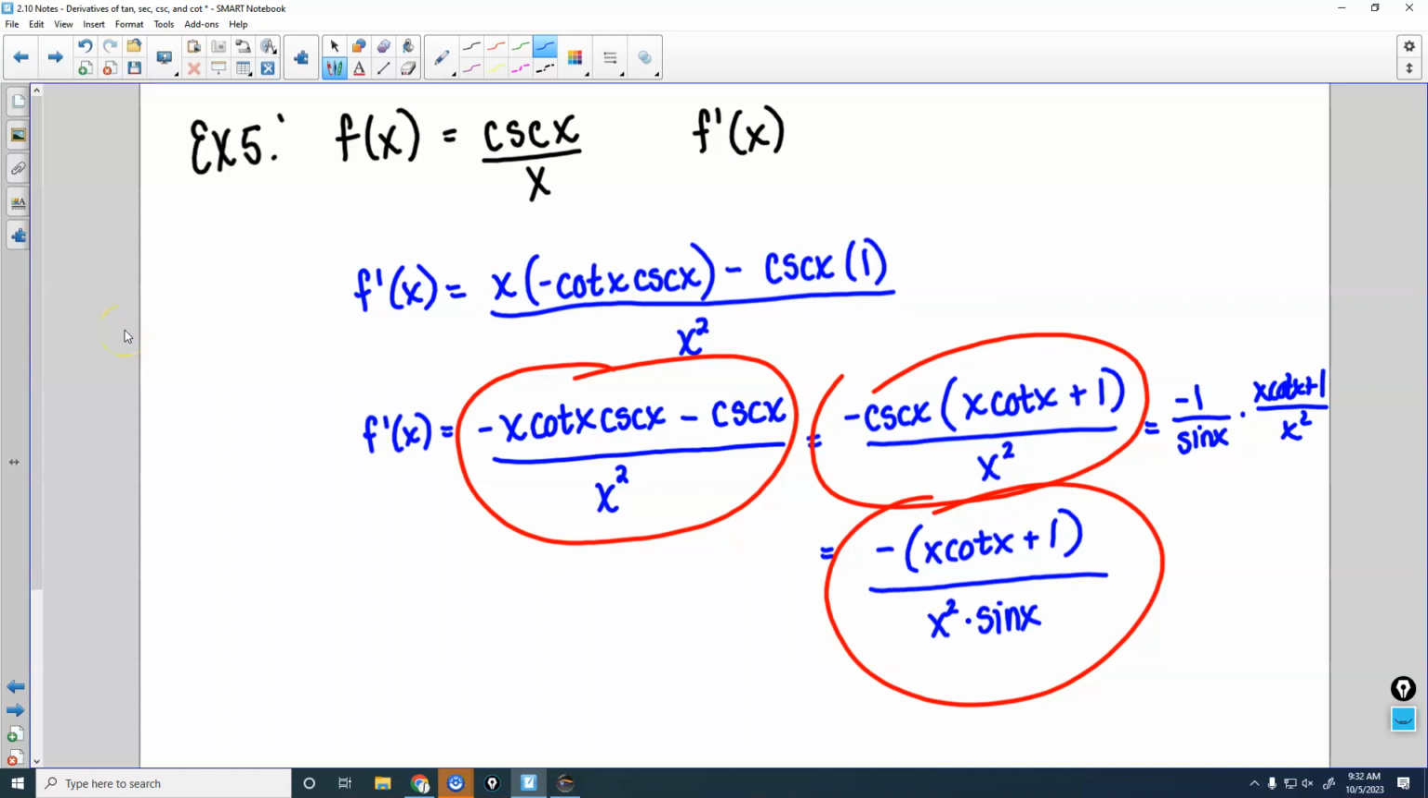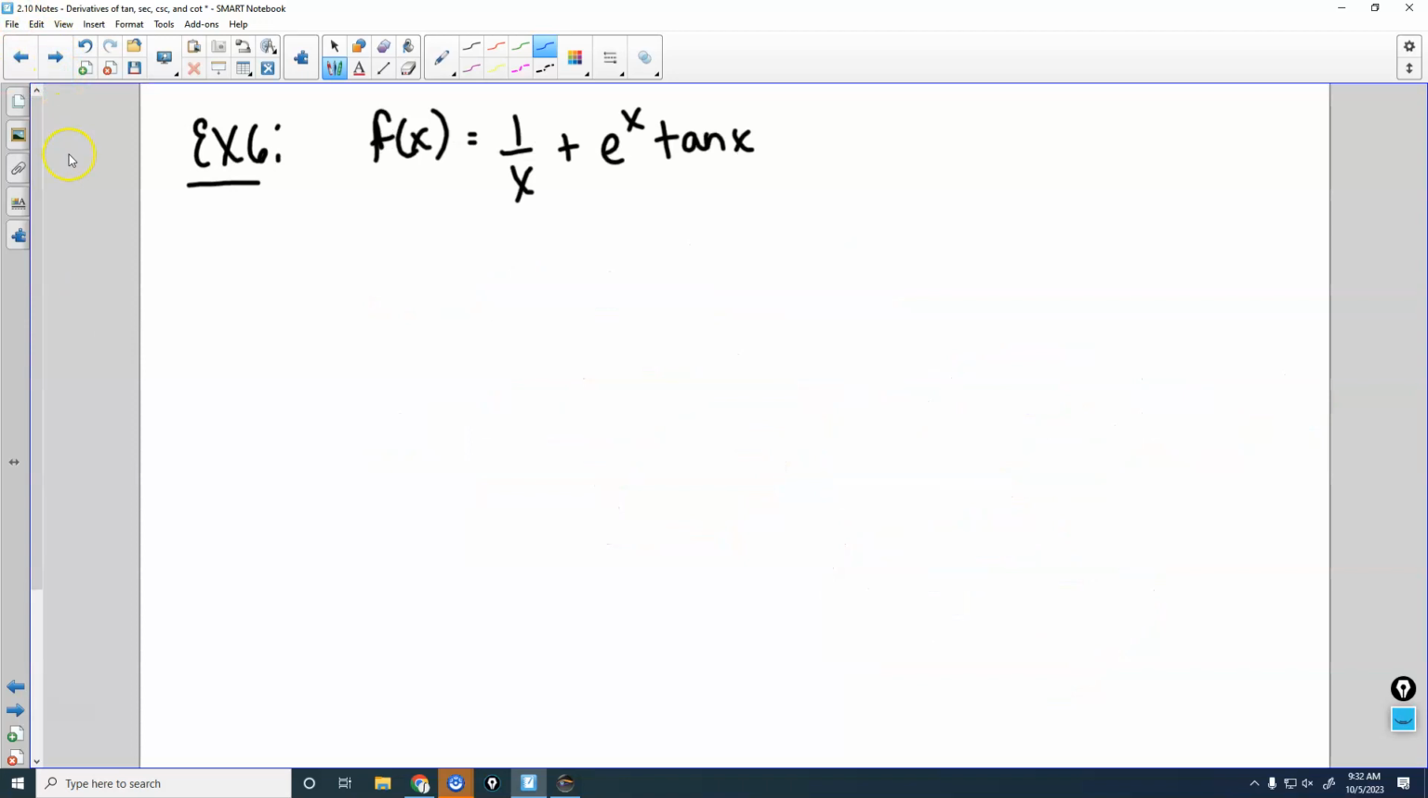Okay, questions? All right, here's one more. Okay, this is a fun one. What am I going to have to use for this? What rules? Product, quotient. I actually don't think I used the... Well, you kind of... Yeah, never mind. I was thinking power. Definitely use product and quotient for this.